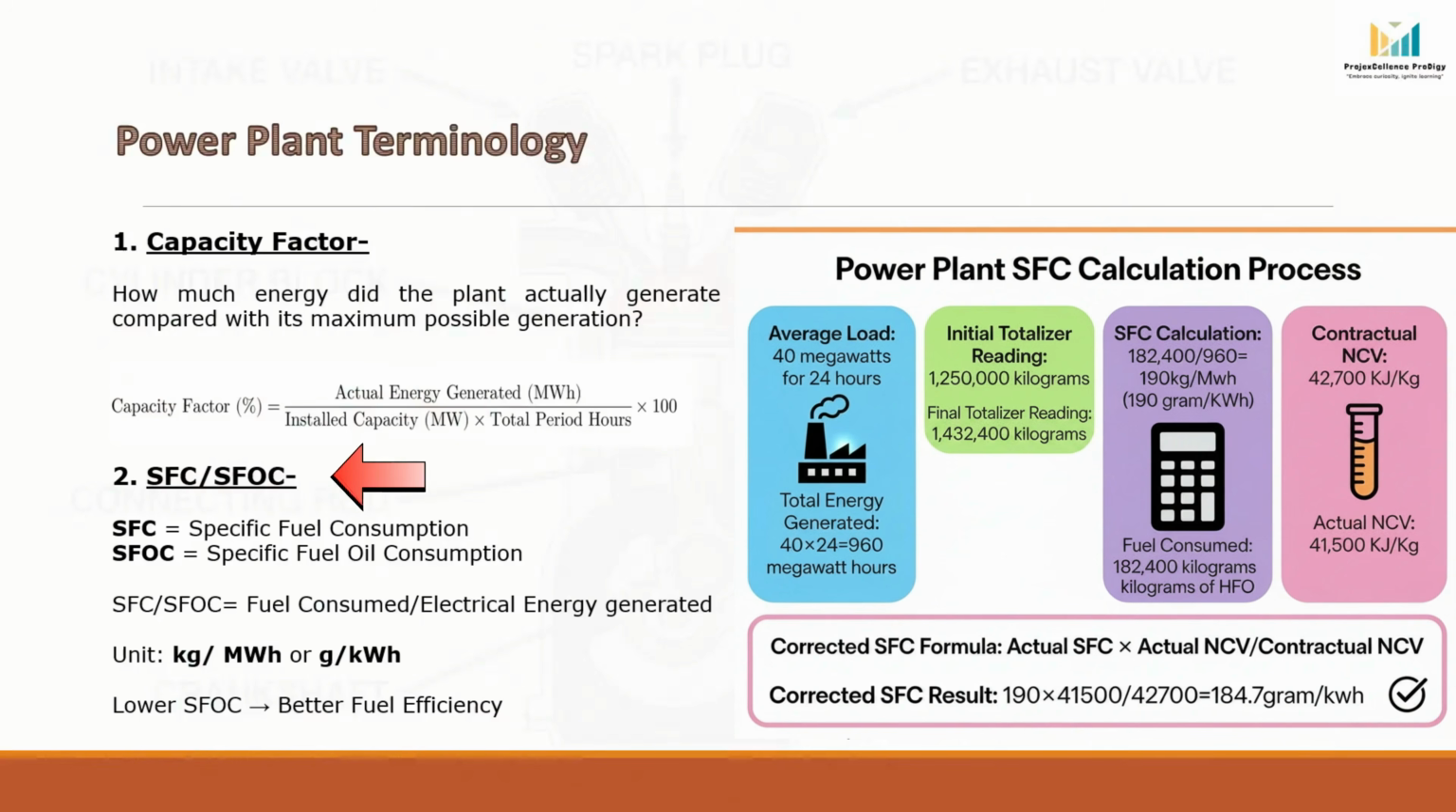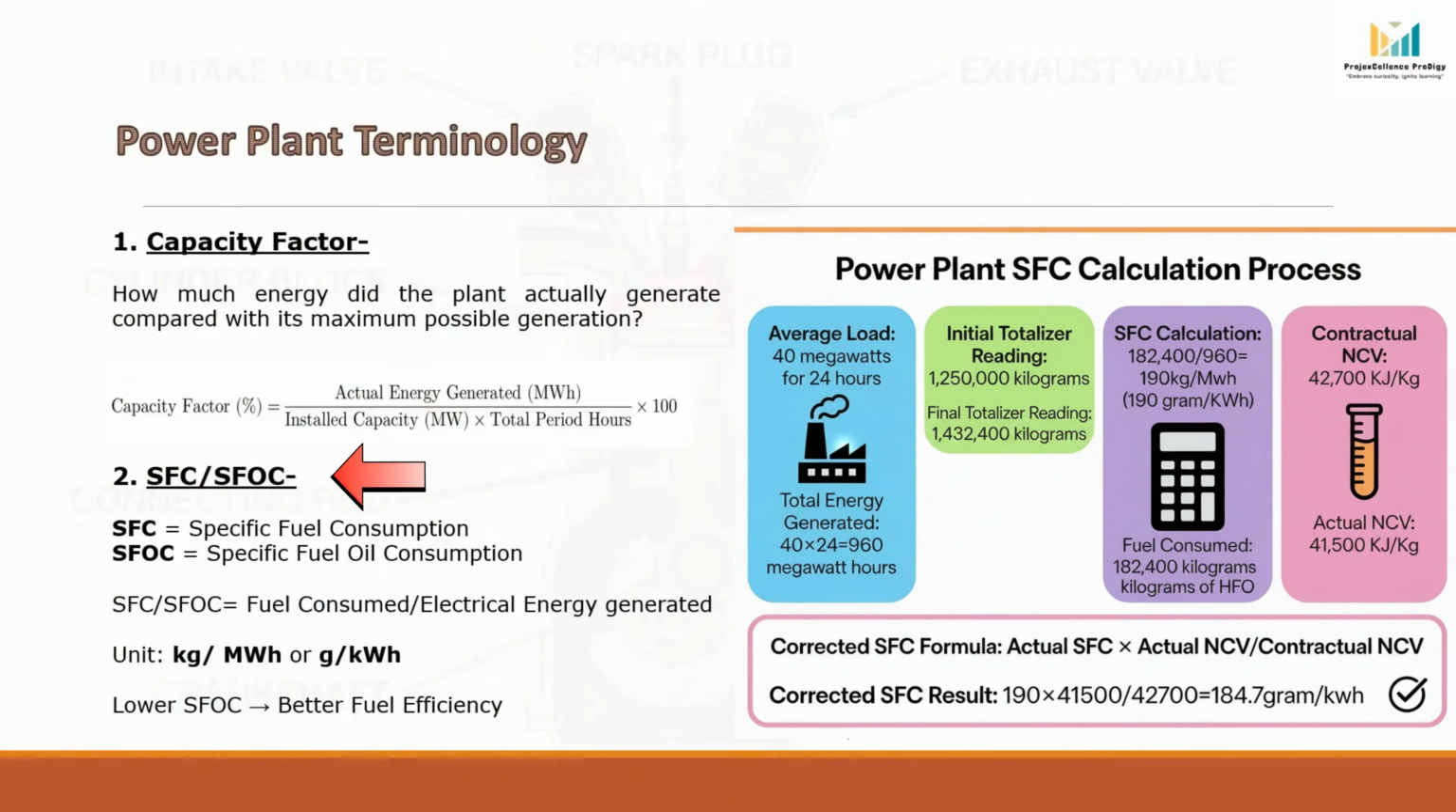NCV tells us how much useful heat energy is available from 1 kilogram of fuel. Let us assume the contractual NCV of our HFO is 42,700 kilojoule per kg. But when the actual fuel sample is tested, its actual NCV is 41,500 kilojoule per kg. So here, our actual fuel has a lower calorific value than the contractual reference fuel. This means each kg of our actual fuel contains slightly less energy.